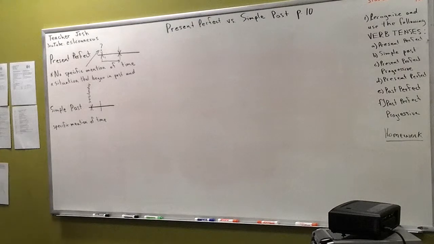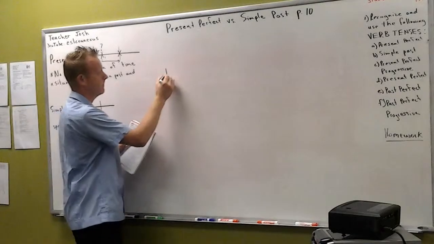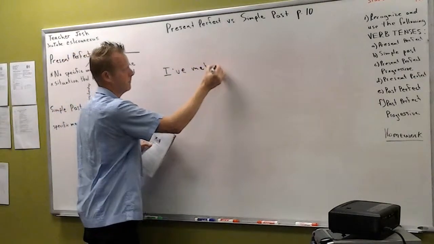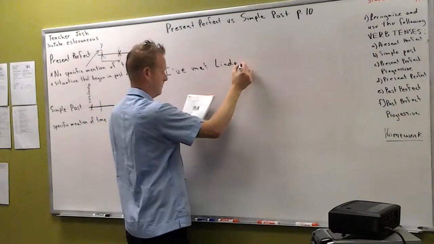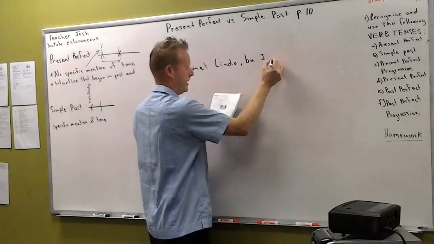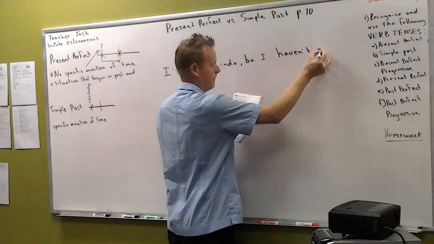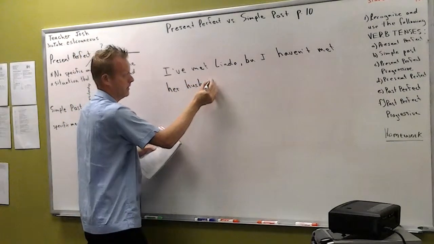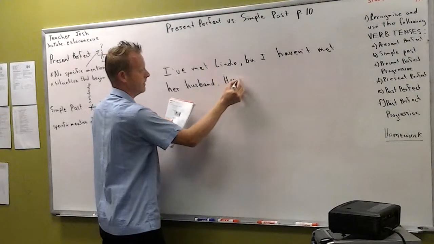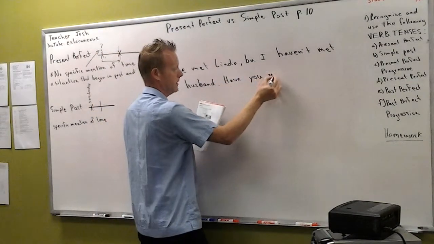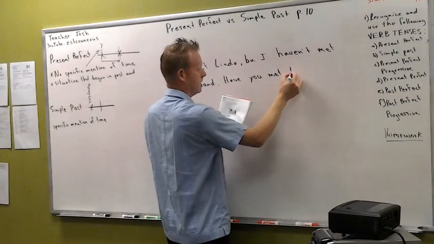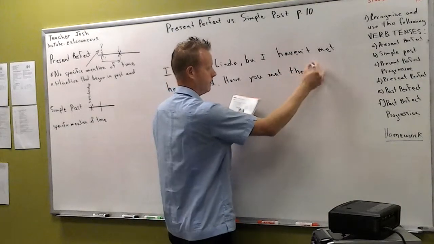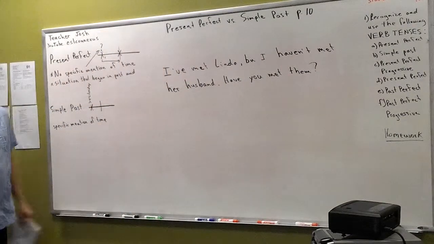So look at A, the example they gave us. And let's see, Aklam, will you read A on page 10? I've met Linda, but I haven't met her husband. Good. And then they give you a new sentence. A question, right? Have you met them? Good.